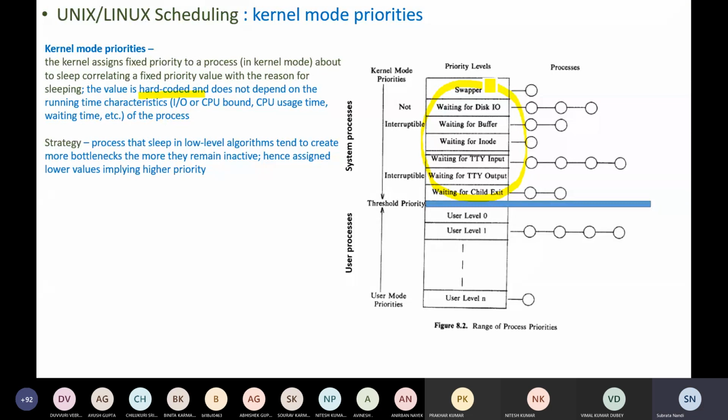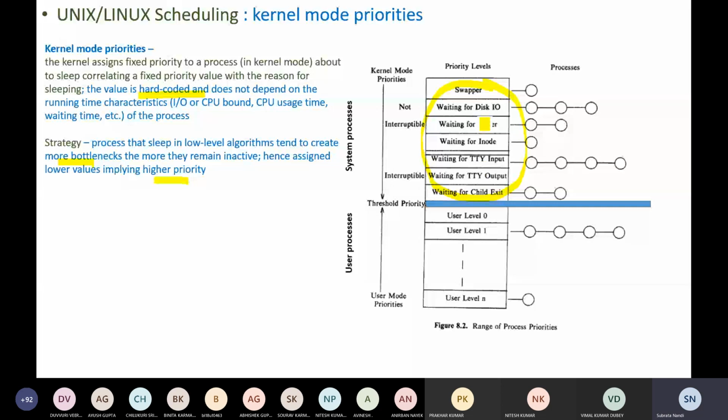So it is intuitive to say that a process that sleeps in the low level algorithm which tends to create more bottlenecks will be given higher priority, because if a process is creating more bottlenecks and you can assign it higher priority, you will have fewer bottlenecks in the system. Okay, so among the reasons that I just explained, the reasons which probably will create more bottlenecks will be assigned higher priority, to avoid such bottlenecks and to ensure that throughput is increased or the system runs faster.